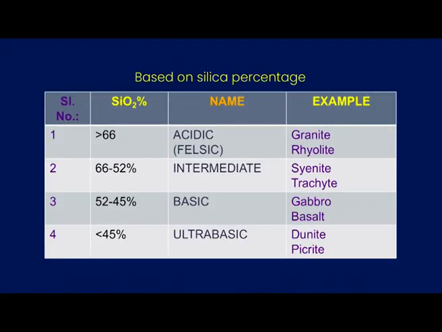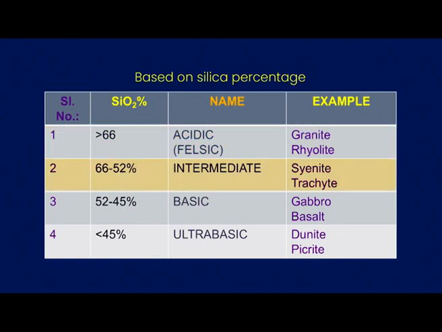Based on silica percentage, 4 categories of igneous rocks are recognized. The first one, those igneous rocks containing more than 66% of SiO2, are called acidic igneous rocks. Examples being granite and rhyolite. They are also called felsic igneous rocks.